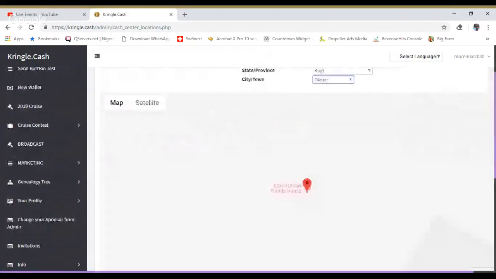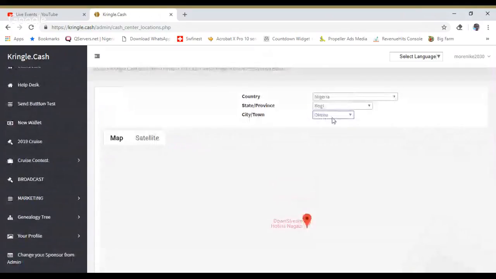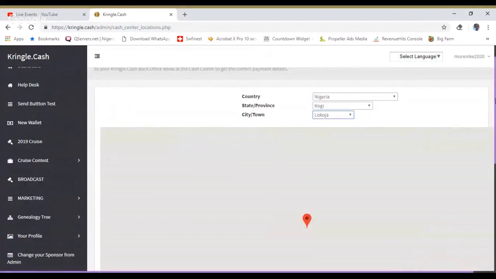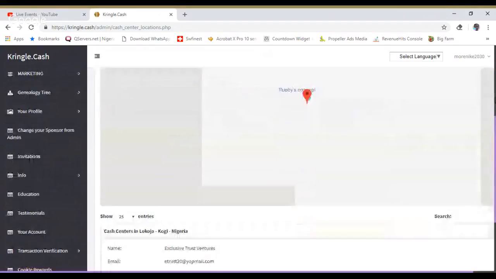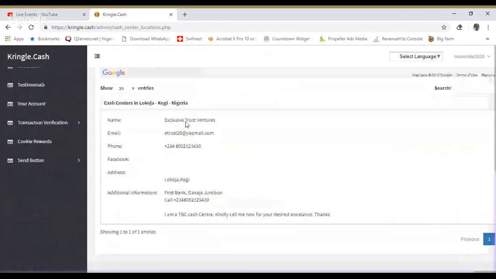If I want to go back again and locate another cash center in Lokoja, when I click here, I let it load. Automatically it will load the map. I'll go down. This is another cash center. We only have one in Lokoja. We have Exclusive Trust Ventures. This is the information. This is the phone number. This is everything about the person.